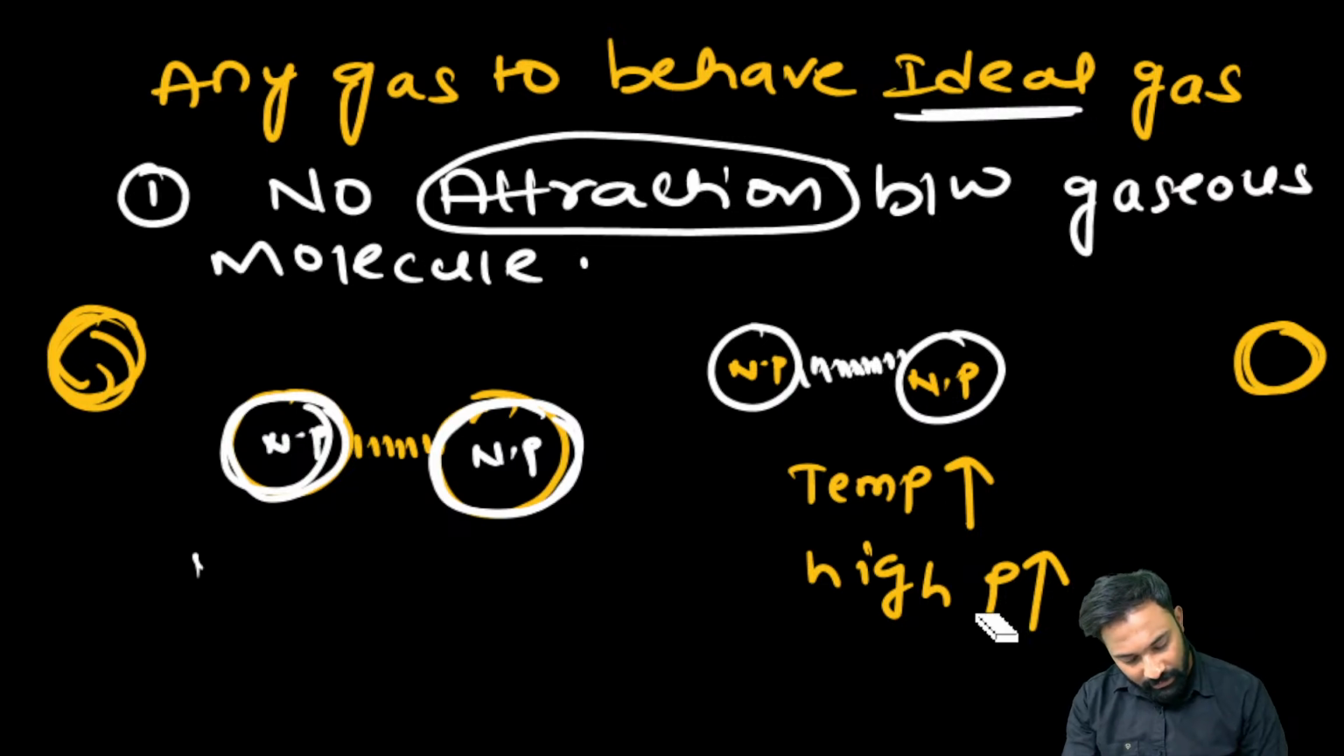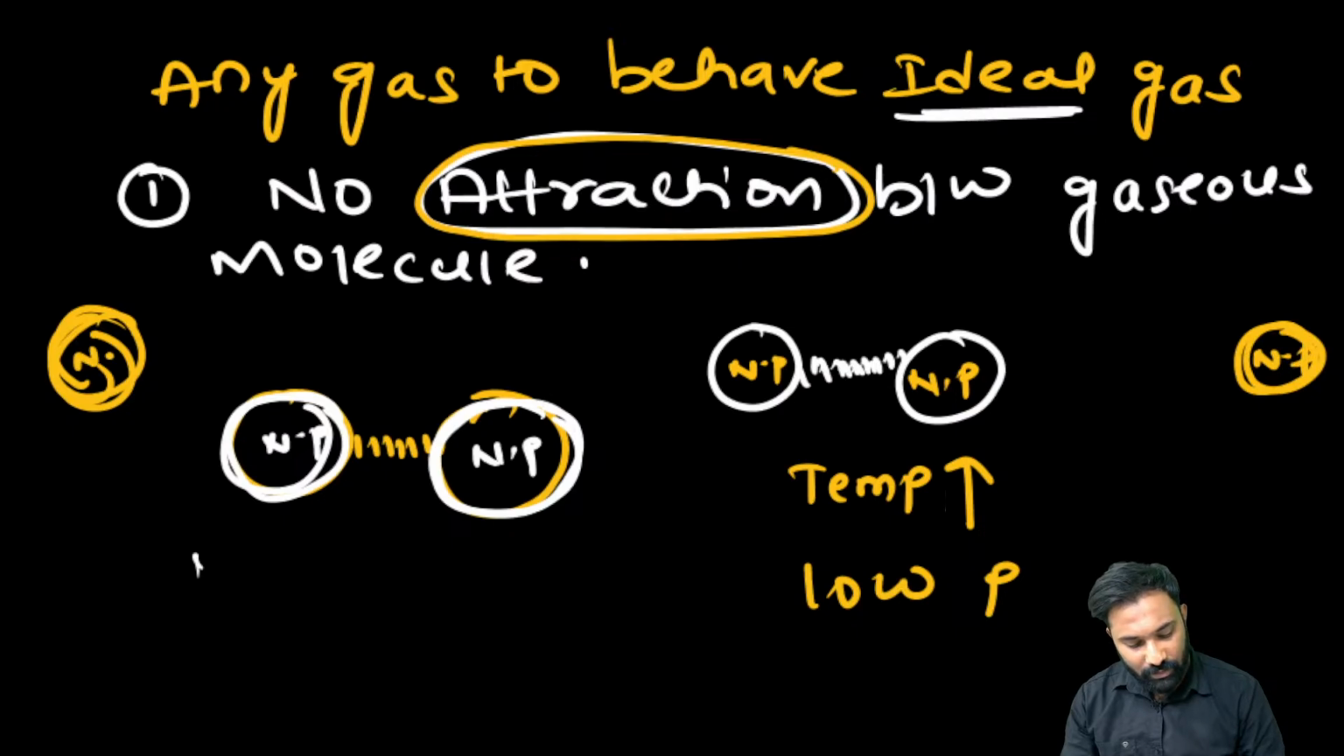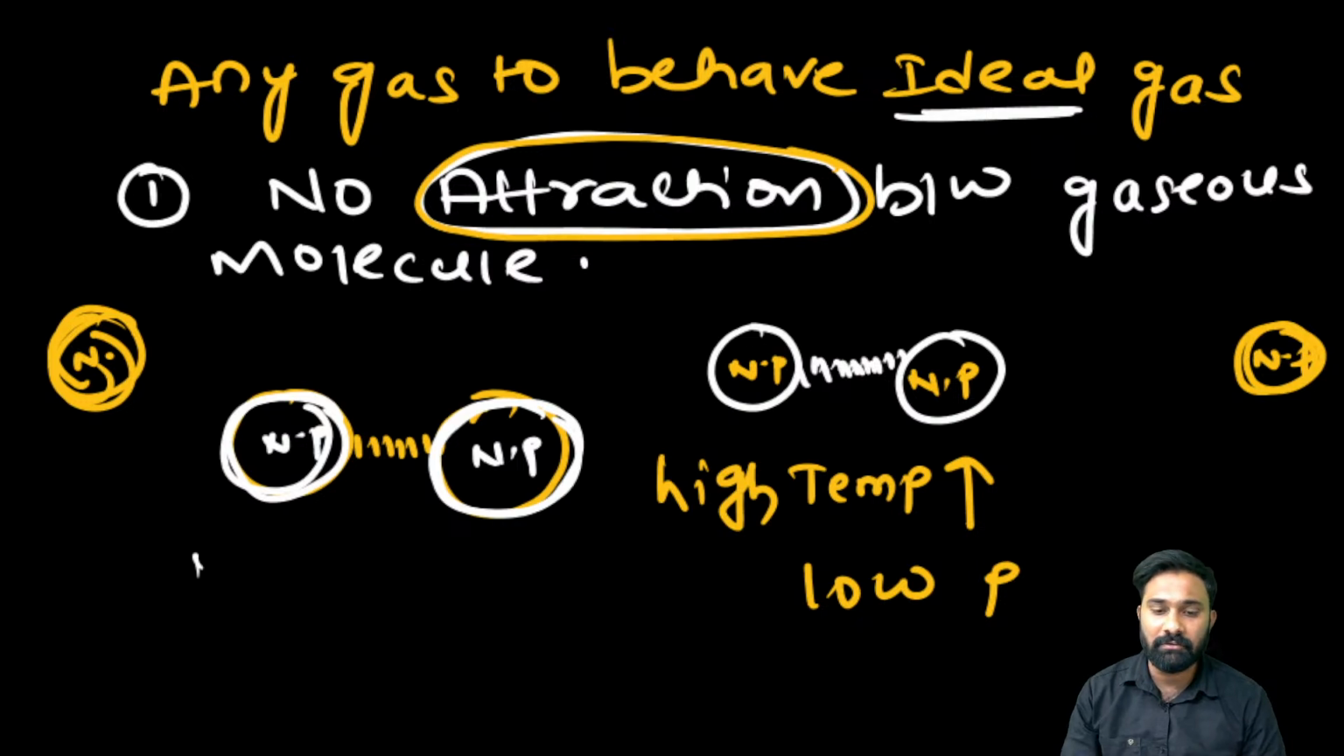Then if I maintain low pressure, what will happen? These two gas molecules will not come closer; they will be far away from each other. If they are far away, there is no attraction between them. When there is no attraction, the real gas will also behave as an ideal gas. So the condition should be high temperature and low pressure for any gas to behave as an ideal gas. I hope it is clear for you.